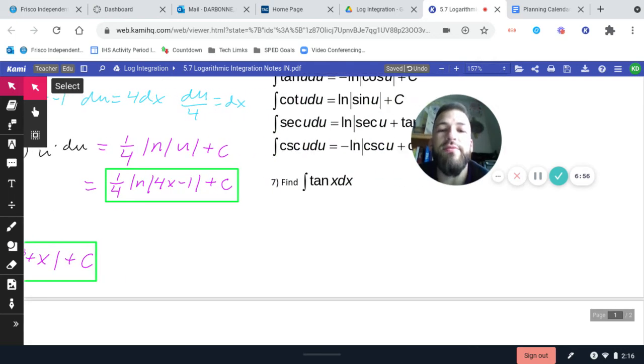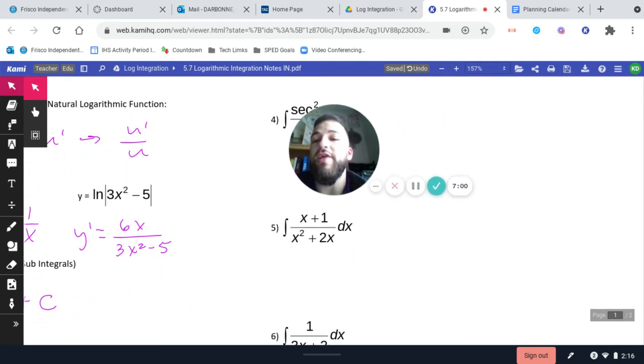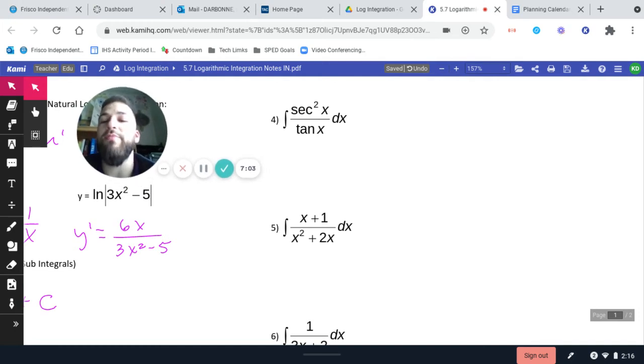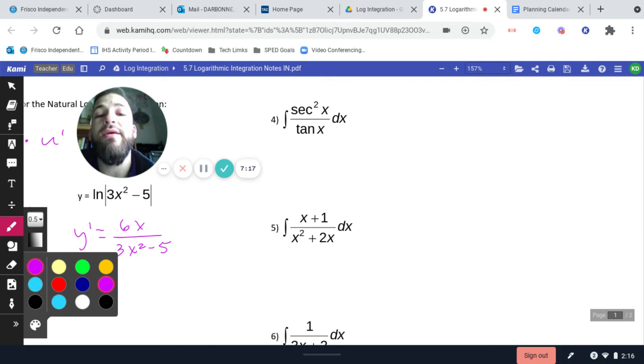Okay, let's look at another one. Ooh, trig with number 4, which we never really like. Trig's not really quite our friend, but if we know our trig, we know the derivative of tangent is secant squared of x. So this is perfectly u prime over u. So the integral of secant squared over tan, I can apply my formula directly, it just becomes the natural log of u, so the natural log of tan x plus c.